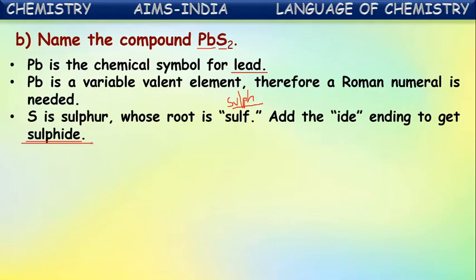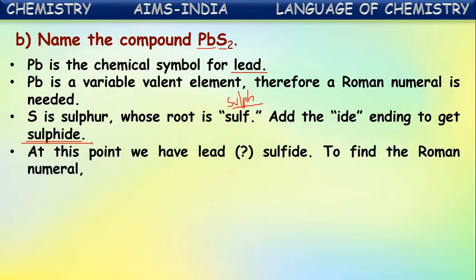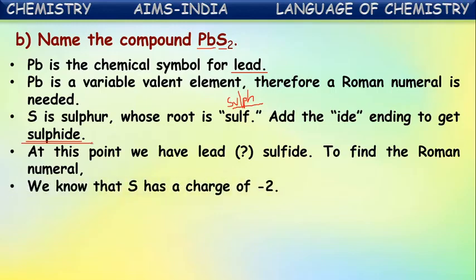But at the side of this cation name, a Roman numeral is written, which indicates the valency of that metal in the compound. That is to be found here. How can we find it? Sulfur has its valency 2. We know sulfur is one of the non-metals. It exhibits a -2 charge in its compounds.